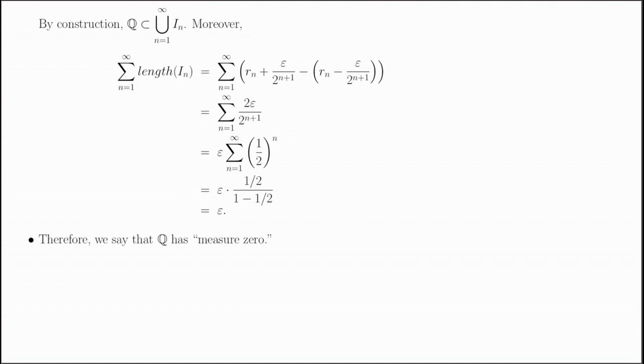Now let's add up the lengths of all of those open intervals. Well, it's just going to be the right endpoint of each one minus the left endpoint. So that looks like Rn plus epsilon divided by 2 to the n plus 1 minus Rn minus epsilon divided by 2 to the n plus 1. The Rn's cancel out, so the length doesn't depend on where we centered our interval. Now after some simplification, notice epsilon here is just a number, so we can factor it out in front of the sum, and what we're left with is epsilon times a geometric sum. So from here to here I'm using the geometric sum formula.